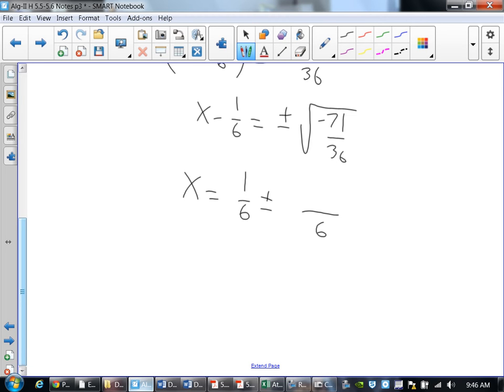We'll have an i, i root 71. That's it. Because you've got a negative there, so that rule of having to take the i out still holds true. And then you go through the factors of 71, and obviously there's nothing that's going to work. You're done.